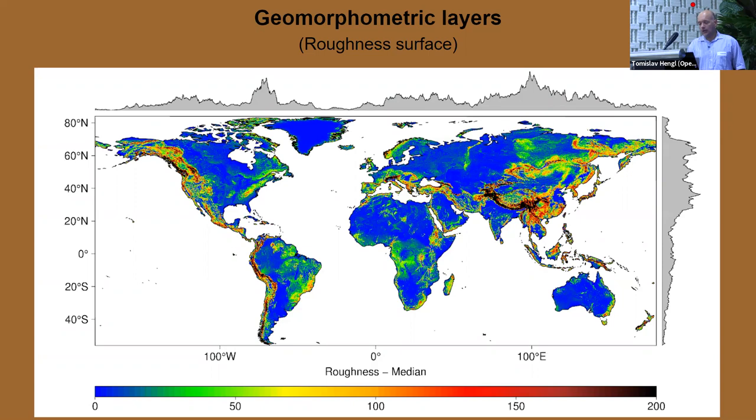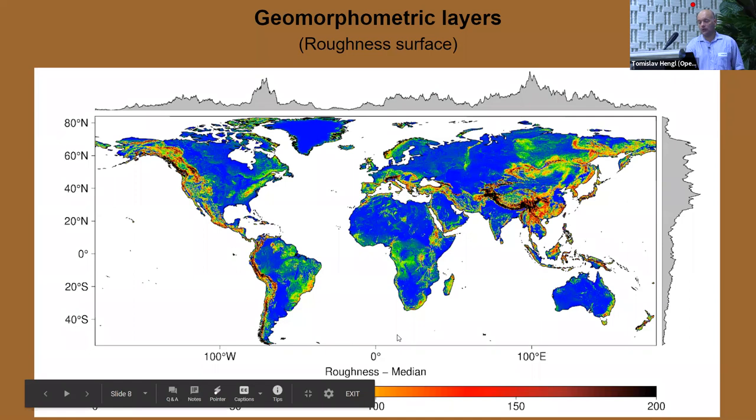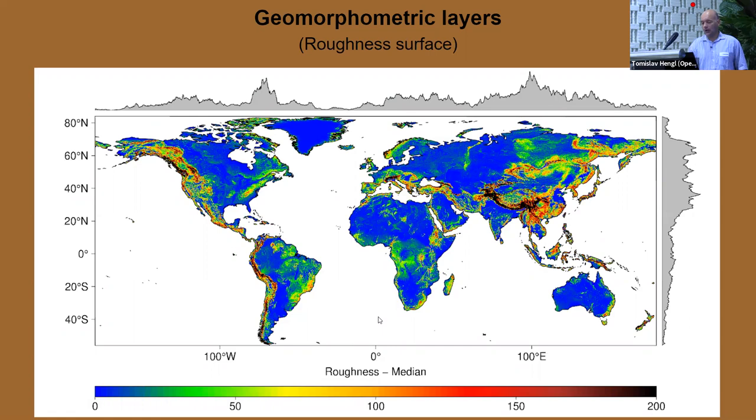And so on, we can have different indexes. This is one of the roughness indexes, but then we can have also other roughness indexes and so on. This is just to show you one of them.